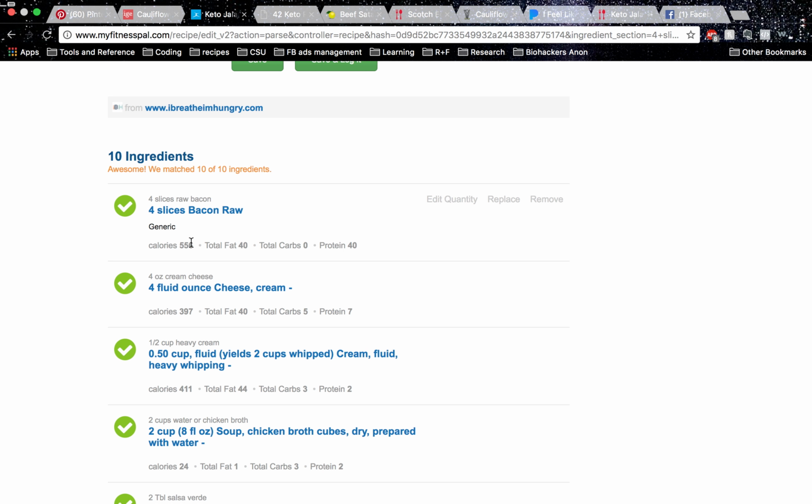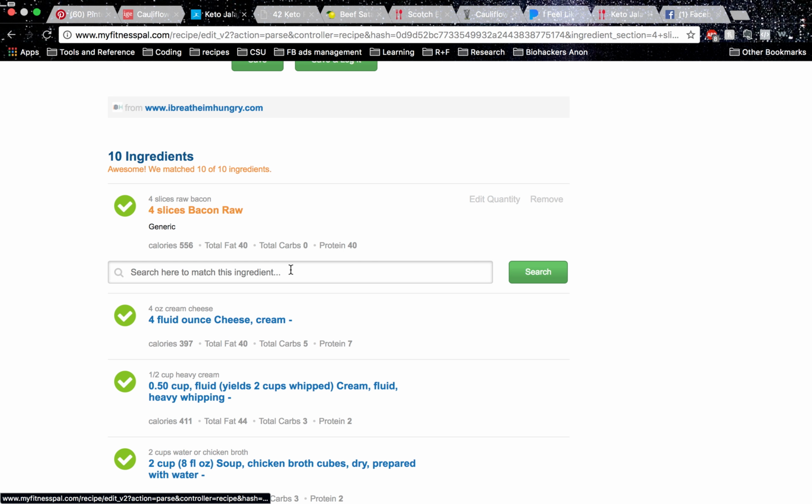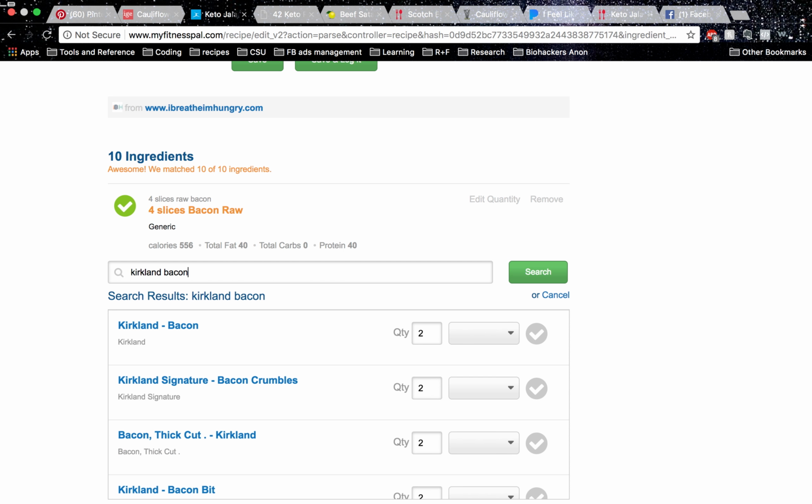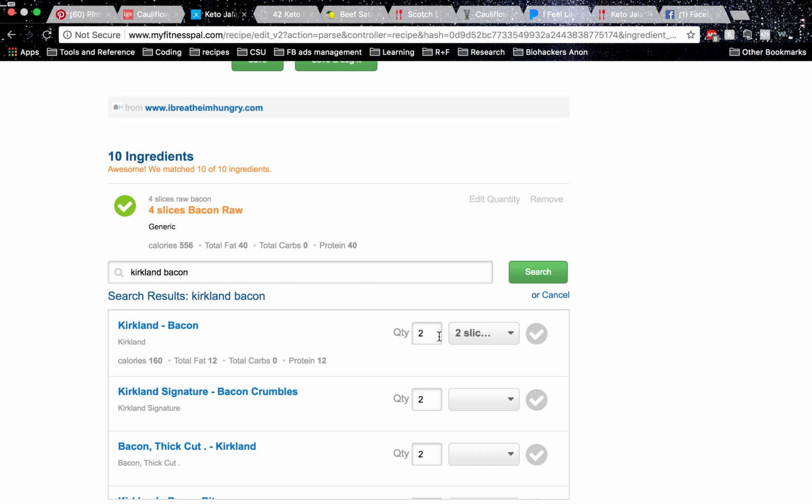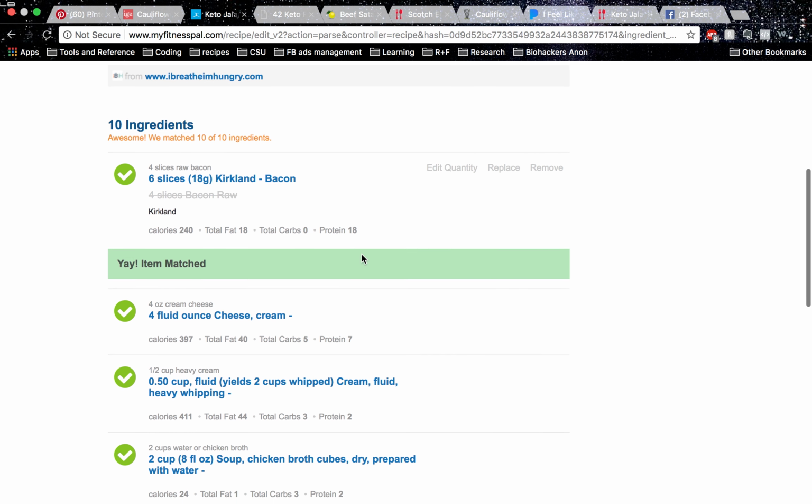So I want to look and make sure the ingredients look reasonable. 4 slices of bacon does not equal 556 calories. Sometimes the inputs on these are really off, and you kind of just have to judge for yourself whether or not they're realistic. So we're going to replace this, and I'm going to look for Kirkland bacon because that is the type of bacon that I use. Awesome. So we're going to go 2 slices. For my recipe, I put in 6 slices. So awesome. 240 calories is much more reasonable and half the amount that it was before at 556. So there we go. 6 slices of bacon.